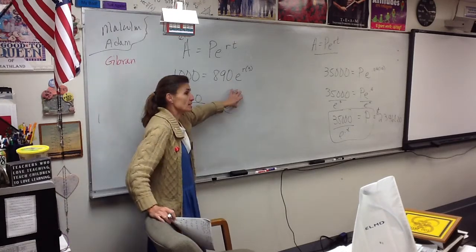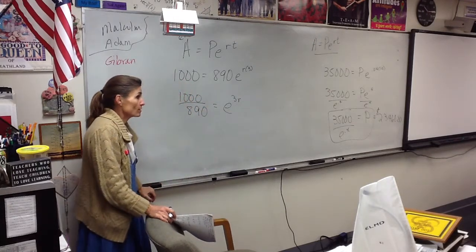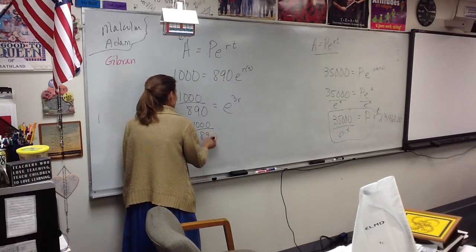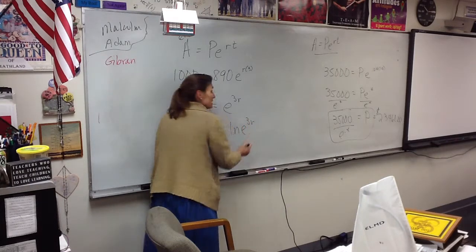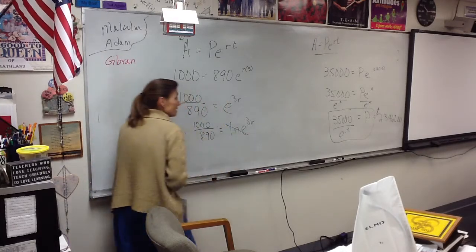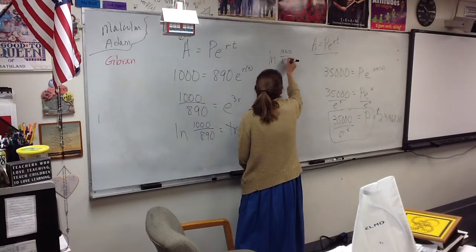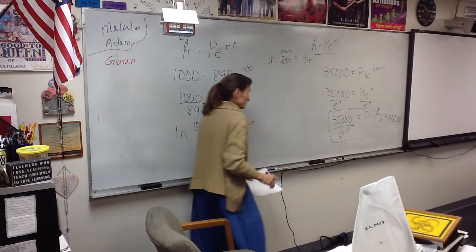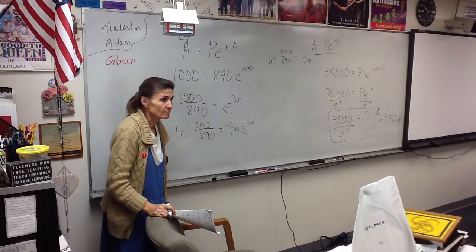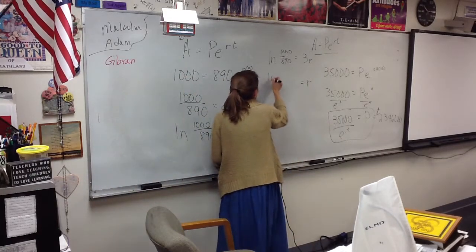Now, that exponent's up high, it's got to come down. The only way you can bring it down is to have a logarithm in it, right? So we're going to take ln both sides. Why am I using ln? Because there's an e. It's going to get rid of the e. There's an e in the problem, and ln's going to get rid of it. This is going to be gone, and all I'm going to have is ln 1,000 over 890 equal to 3r, because that's gone. It's the beauty of ln. It cancels out the e. All I need to do then is divide by 3.